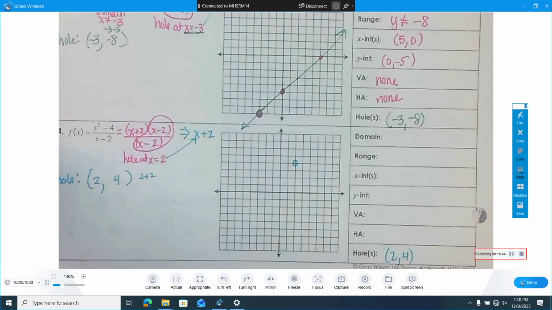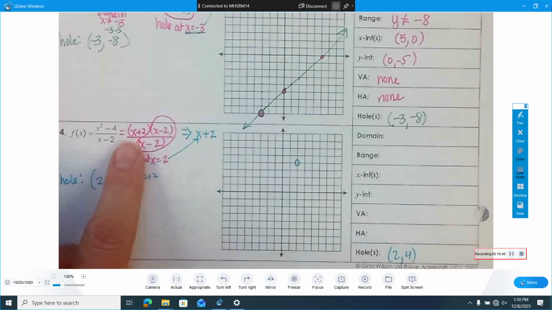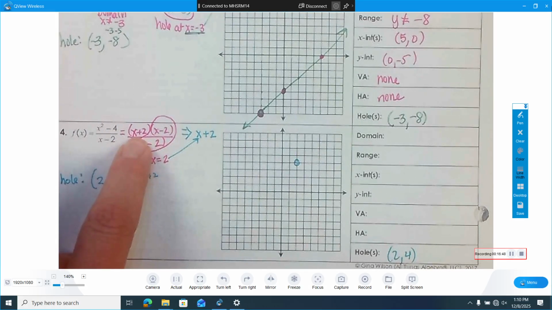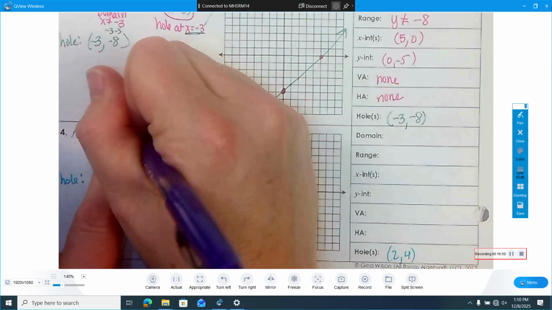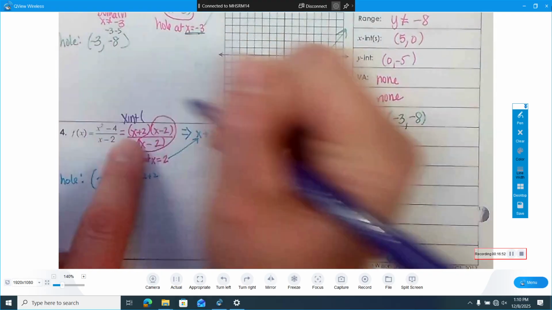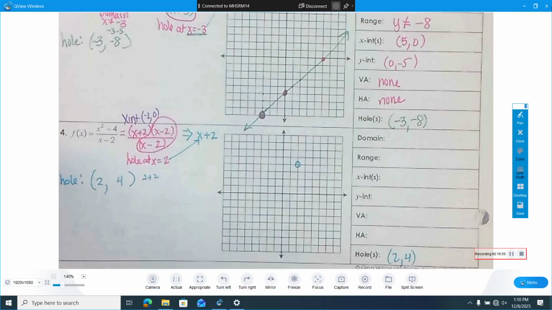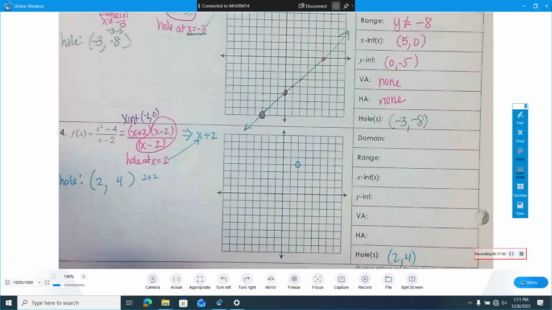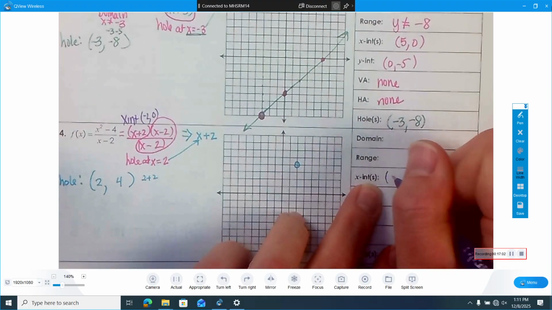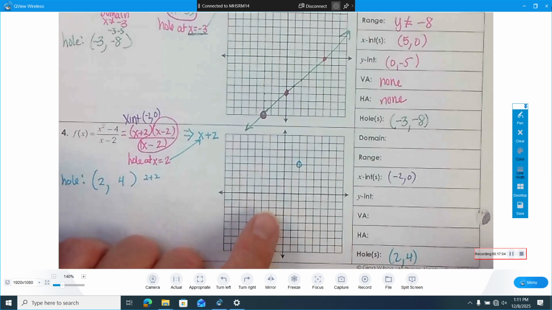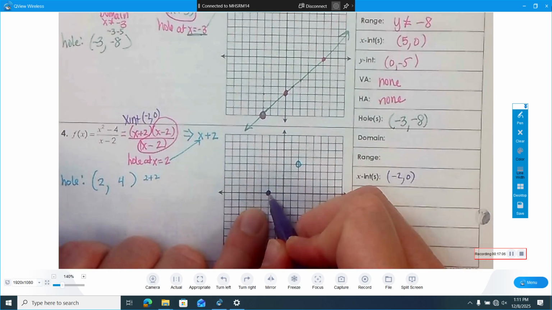The other bubble up top, what does that tell me? That's an x-intercept, yeah. X-intercept at negative 2, 0. Everything in bubble form we have to sort of solve, yeah? So there's an x-intercept at negative 2, 0. I can plot that. That's the actual point on my graph.